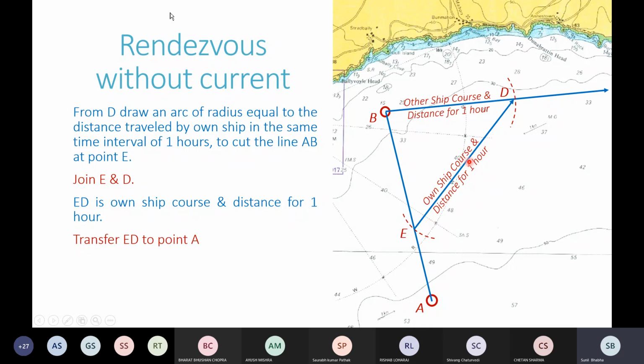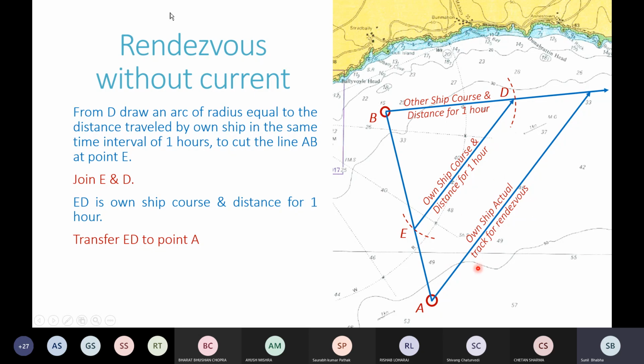Now we have to transfer this Echo Delta to point A. So we will use our parallel ruler, sliding ruler or set square, whatever tool you are using to draw parallel lines. Align it with Echo Delta and transfer it to pass from point A. So let's draw a line parallel to Echo Delta passing from point A. So you can see this line now. Parallel to Echo Delta, that is own ship course, and passing from our position, that is point A.